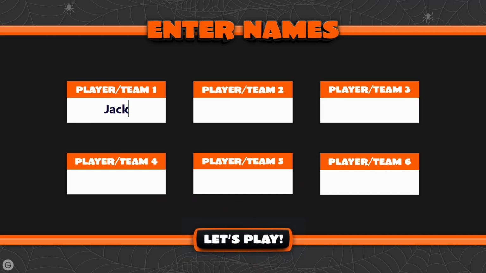The first slide lets you enter your player or team names. Type in the names for 2 to 6 players. Then click Let's Play to go to the How to Play instructions.